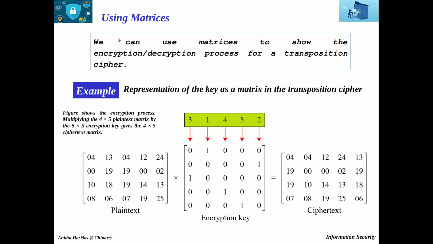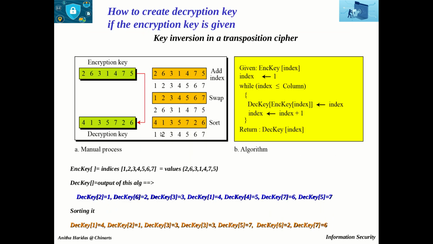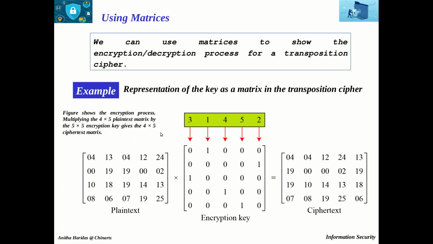And we can also use another method for the encryption and decryption process of the transposition cipher, which is using matrices. You can see the matrices can be used to show the encryption and decryption process for a transposition cipher. How we represent the keys as a matrix in the transposition cipher is shown here. So your key is 31452.